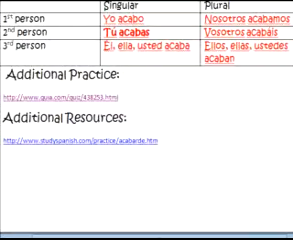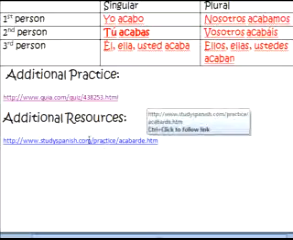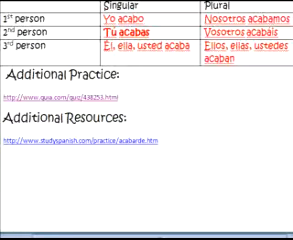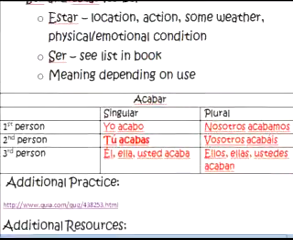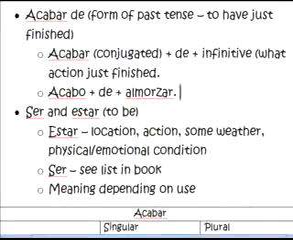I do believe I've given you some additional practice, and if you feel like you need some, studyspanish.com will give you some of those. And I want to move on at this point to ser and estar. You've seen both of those. I'm not going to conjugate those again for you.